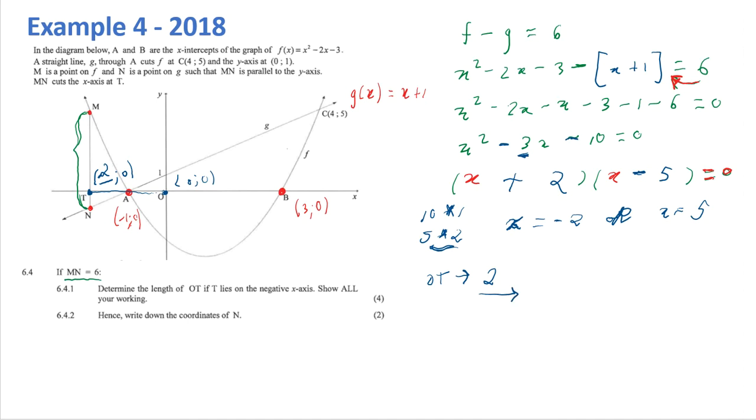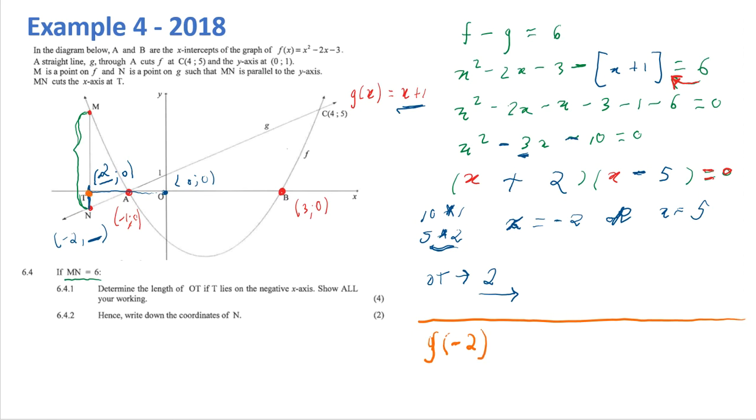Next, what do they want? The coordinates of N. Okay, so I know this x value here. That's minus 2. I know the value of the equation. That's x plus 1. So all I need to do is calculate the corresponding y coordinate. I'm going to do this at the bottom here in orange. Cool. So I need to calculate g(x), and that x is minus 2, because that's the value of T there.